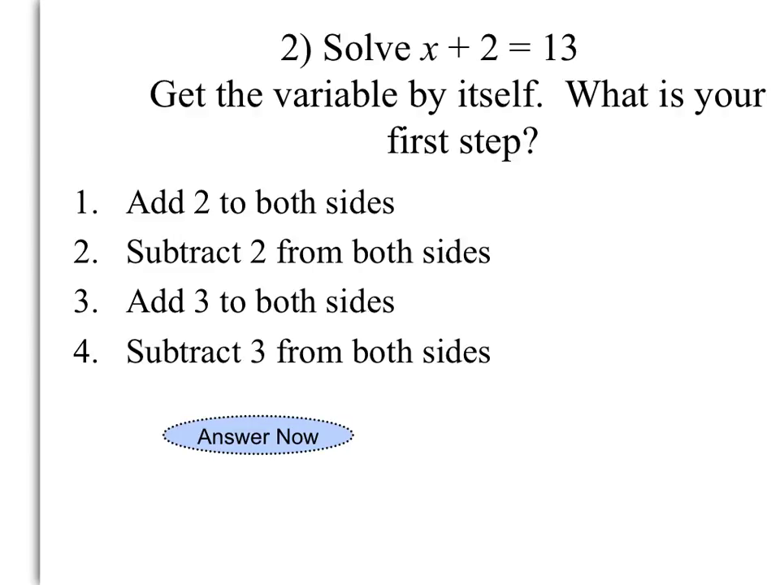Hopefully, you looked at this and said, this is an addition problem, so that means I have to undo it with subtraction. So that means that I could cross these two out right away. So I'm going to cross out the adding ones because we know we have to subtract because we have to undo. If I subtract 3 from both sides, that's not going to help me at all. That's not going to get x by himself. So my only reasonable choice is to subtract 2 from both sides.